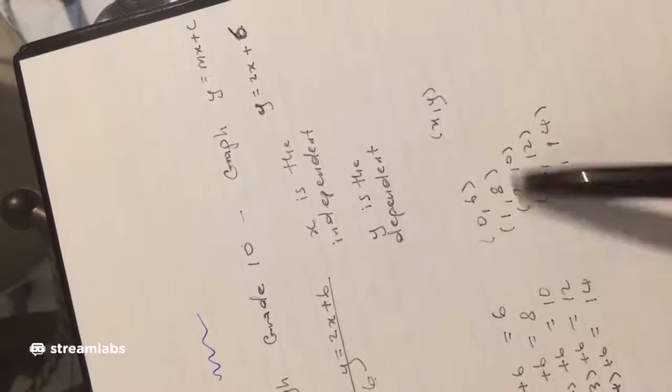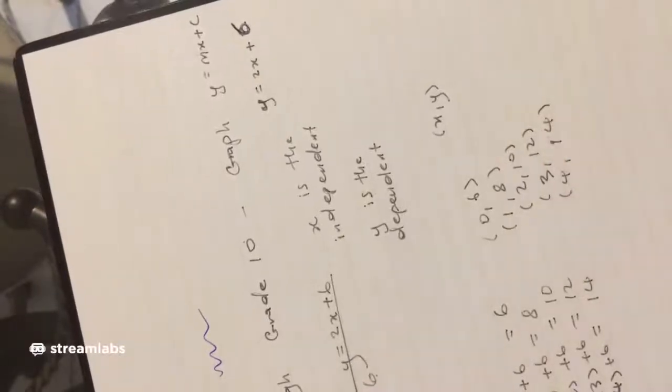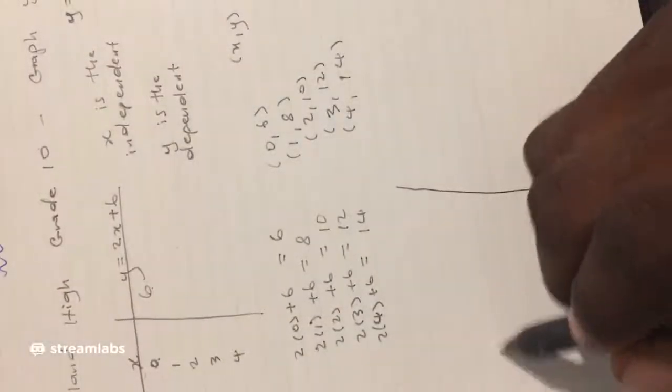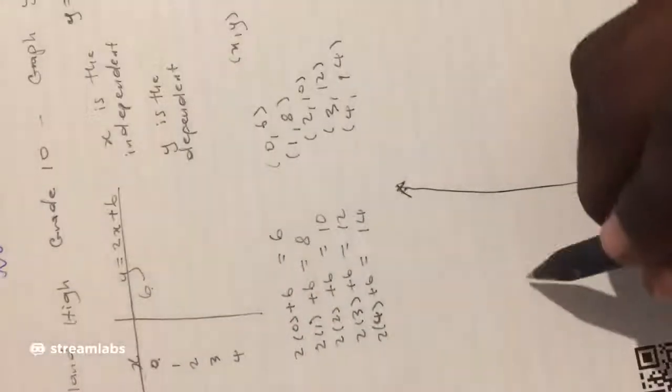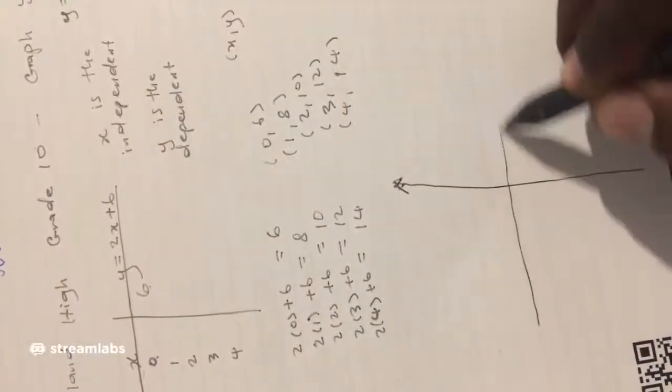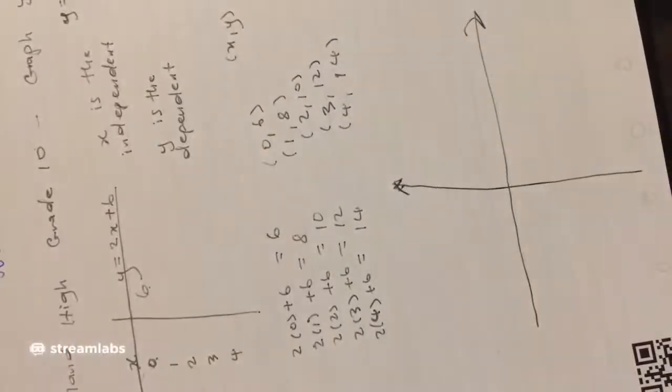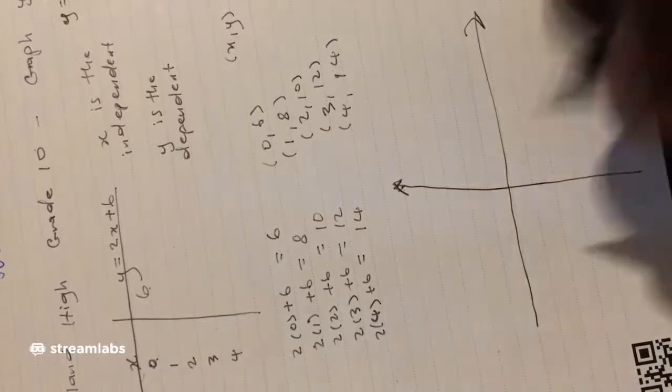So now we have the points that we need to plot the graph. The points we have are 0, 6; 1, 8; 2, 10; 3, 12; and 4, 14. So we're going to get graph paper, and the graph paper is going to have a y-axis. Remember, the y goes from bottom to top. And it's going to have the x-axis, which goes across.